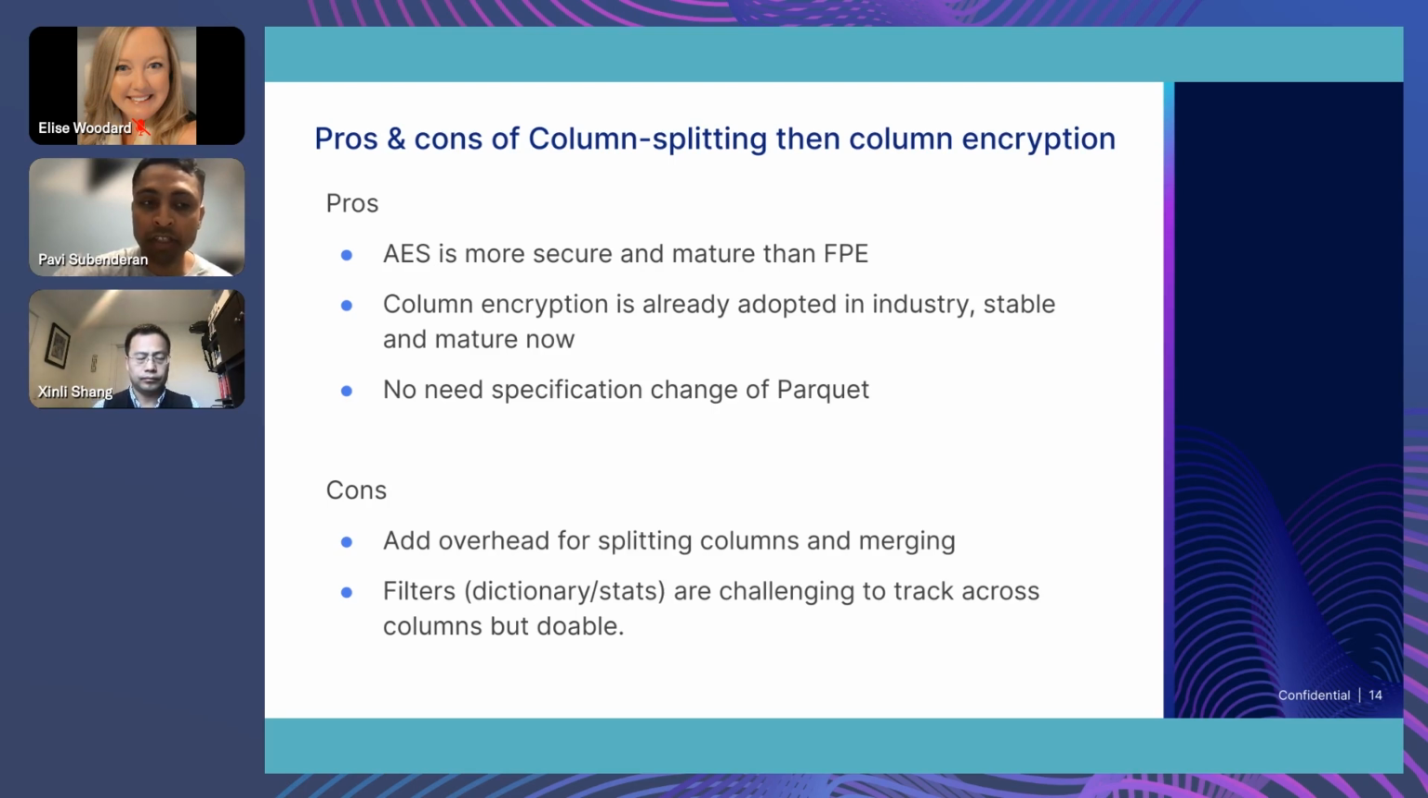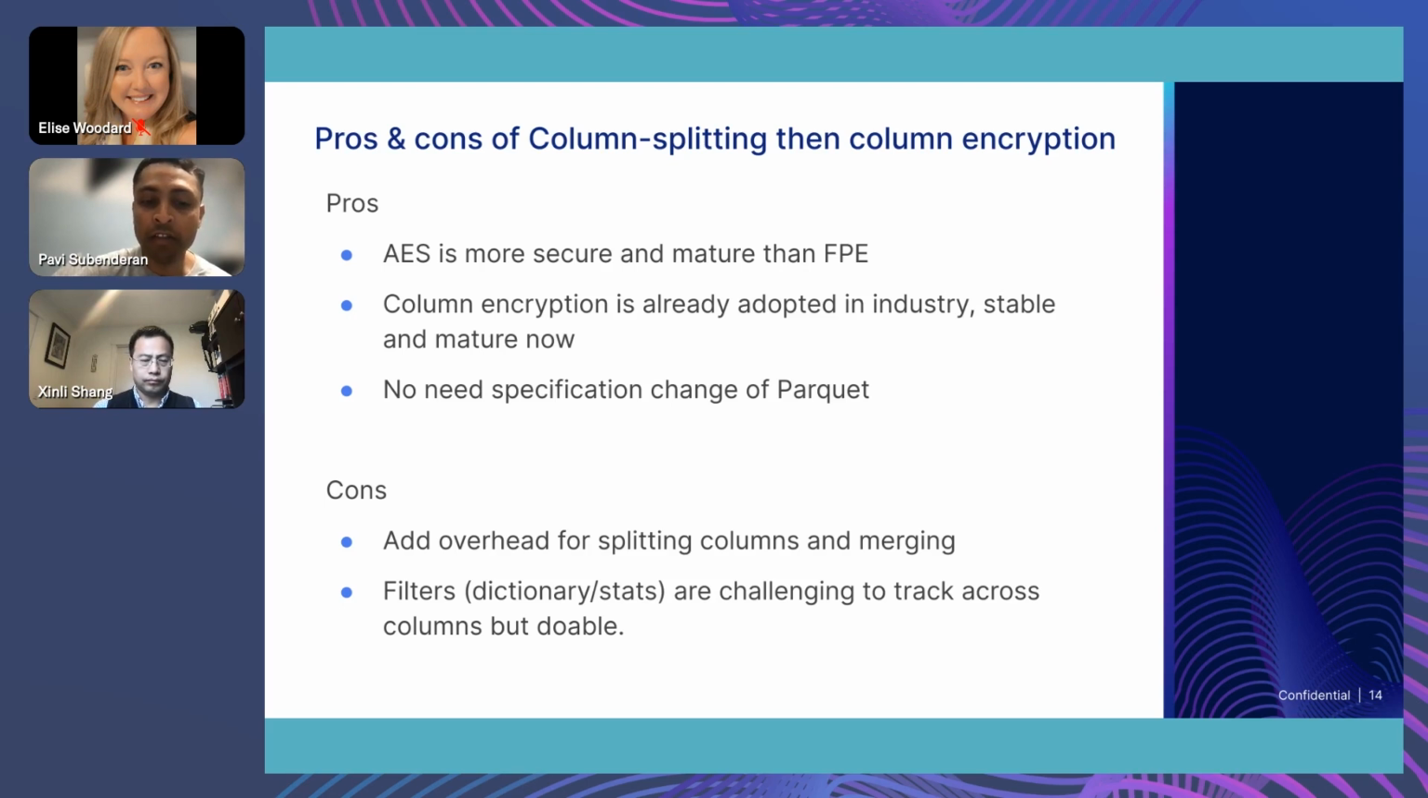For the pros and cons of this, one is that we get to reuse what we already have in column encryption, which is already using AES, a tried and tested encryption library. We already know that column encryption is widely adopted, at least at Uber, and across the industry. We consider it more stable and mature now. And this wouldn't really require a spec change for Parquet, unlike option one.